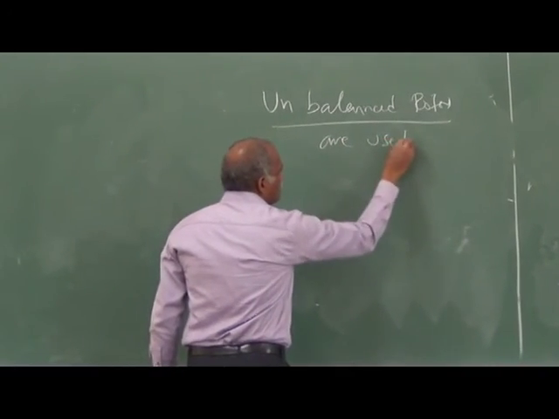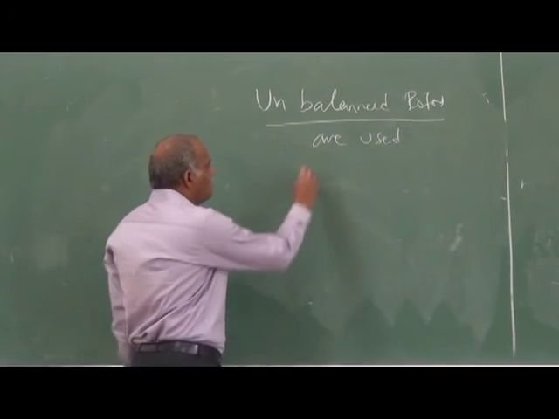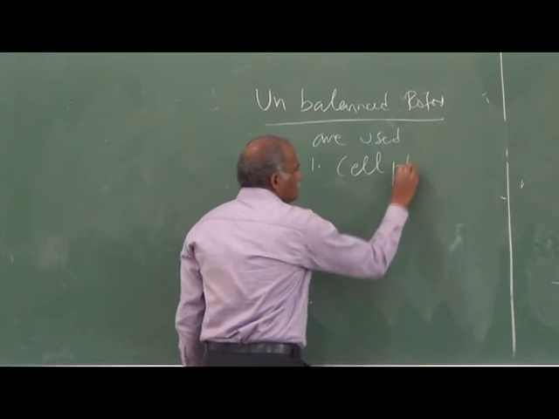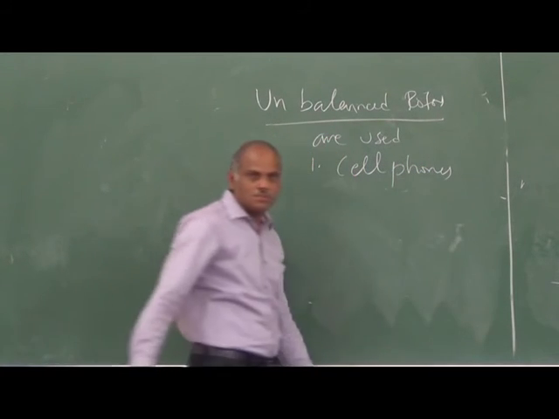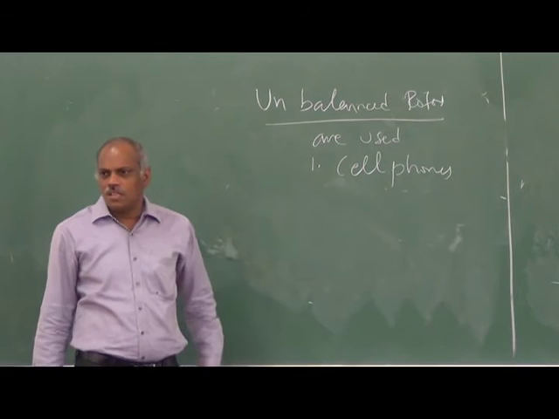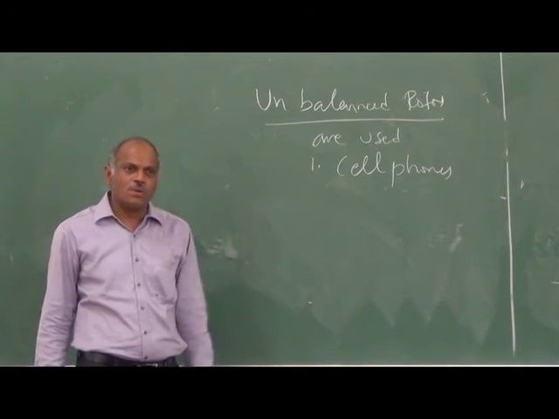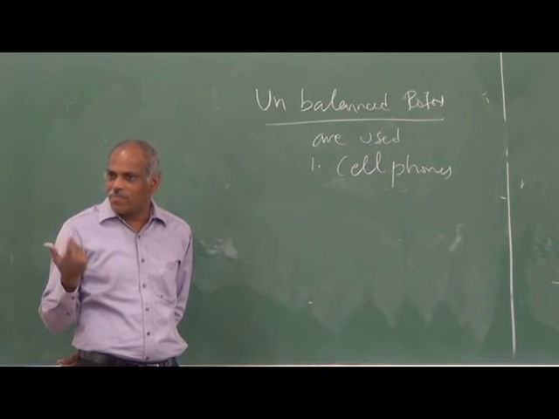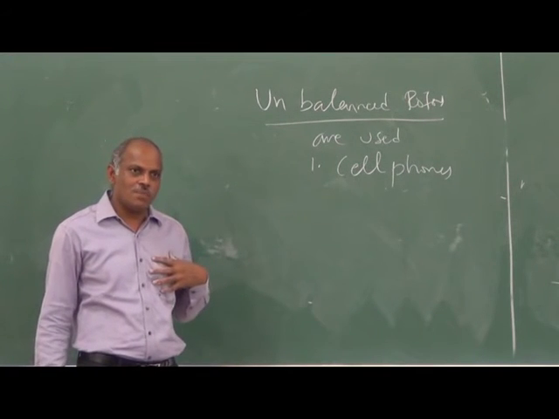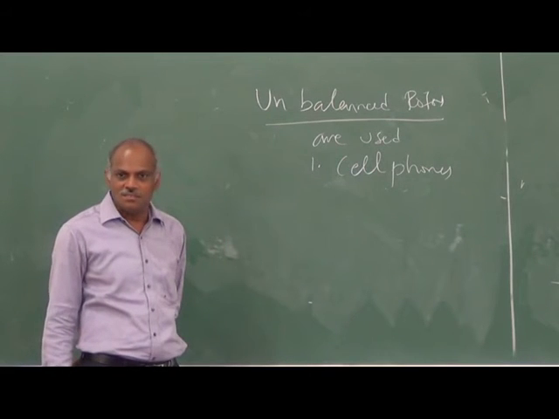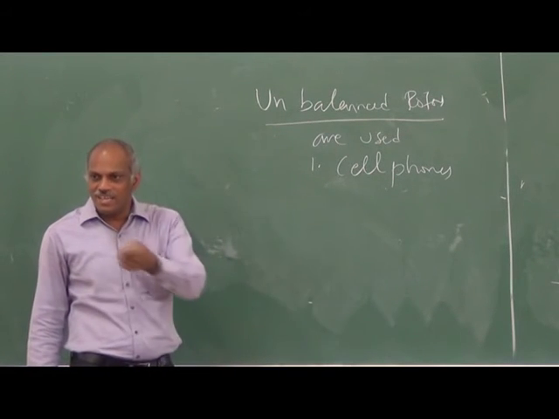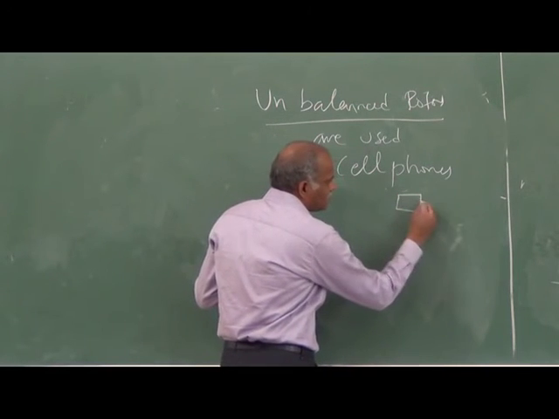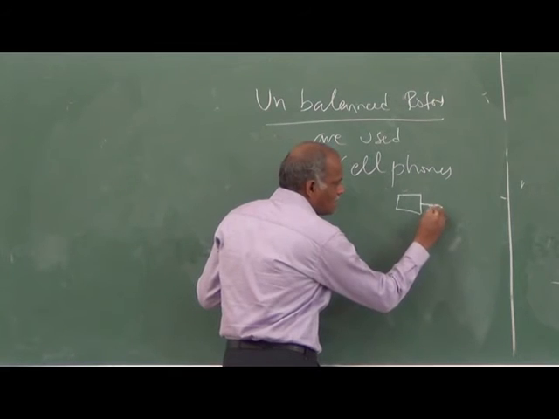Unbalances are used beneficially in cell phones. In cell phones, you are supposed to put it in silent mode, so when you get a call or something, it will vibrate. You are experiencing this vibration. How are these vibrations created? There is a very tiny motor, and in the shaft of that tiny motor there is a considerable unbalance.